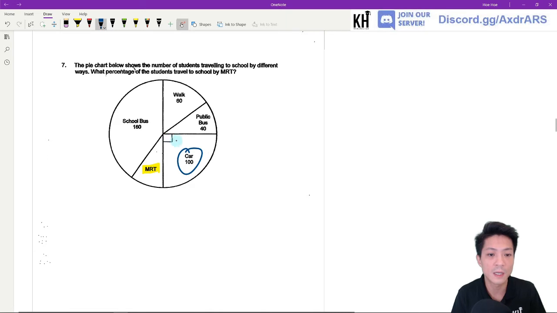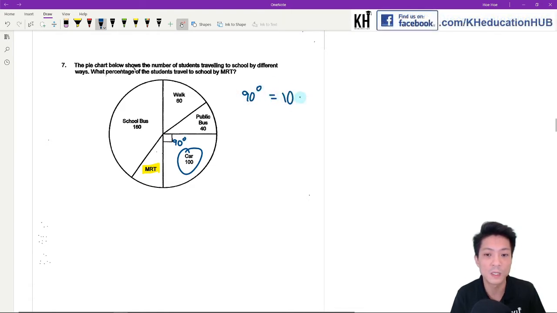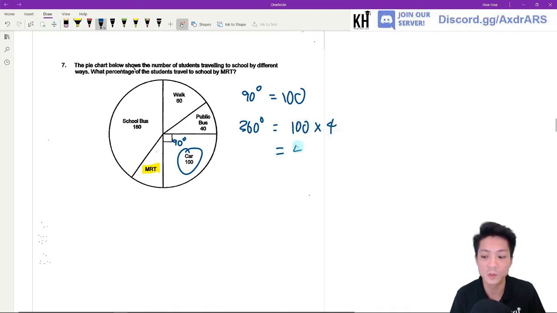Looking at the car, this is 90 degrees. We know that 90 degrees is equal to 100 students. So I'm going to find the whole thing. The whole thing is 360 degrees. It's going to be equal to 100 times 4, which is 400. There's a total of 400 students.